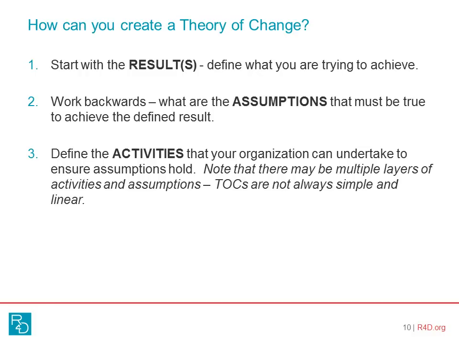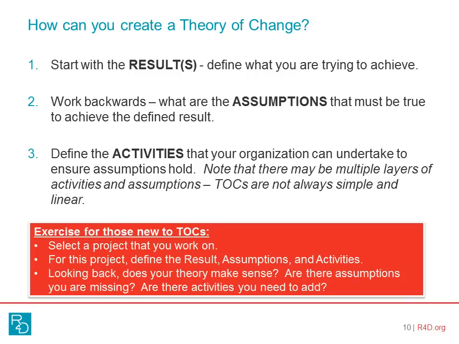Theories of change are not always simple and linear, but in the process of starting to work with them, it may be helpful to start by thinking about a more linear theory of change. If you want to practice or want to try your own theory of change, the best thing to do is to select a project and begin working through these steps. Select a project that you're familiar with and go through the steps outlined in the slide, defining the results, assumptions, and activities. From there, you can ask yourself if the theory makes sense. Are there assumptions you are missing or activities you need to add?